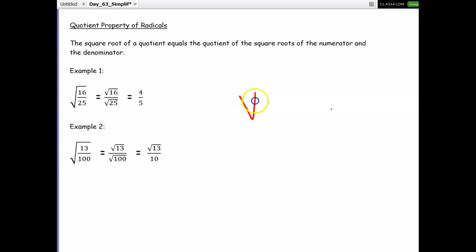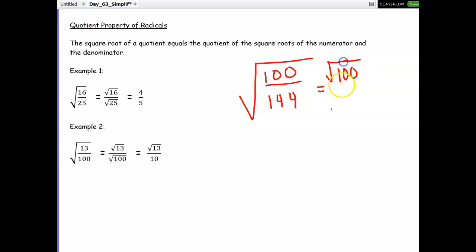Say I said, what's the square root of maybe 100 over 144? All that means is I want to take the square root of the numerator divided by the square root of the denominator.